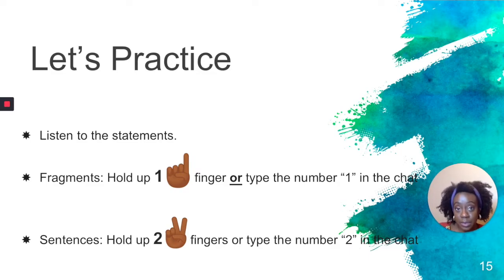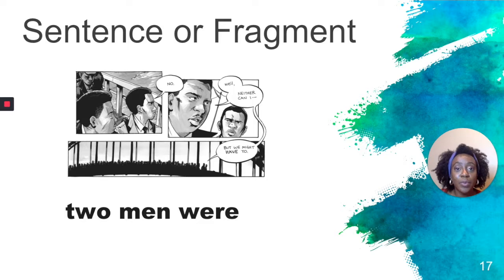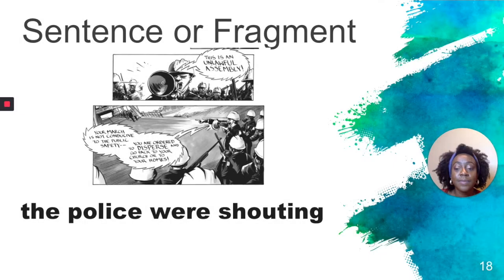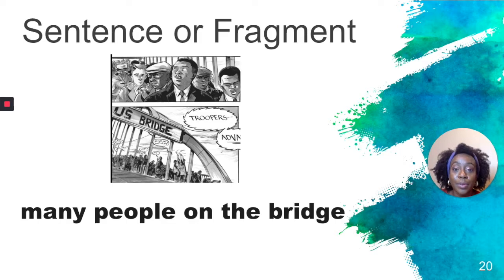You can pause this in a few seconds as we go along. I'm going to read the statements to you. You're going to hold up the number one finger, or type the number 1 in the chat, if you think the statement is a fragment. You're going to hold up the number 2 or type the number 2 in the chat if you think it's a complete sentence. Let's get started. People were walking on the bridge. 2 men were. The police were shouting. Look angry. Many people on the bridge.